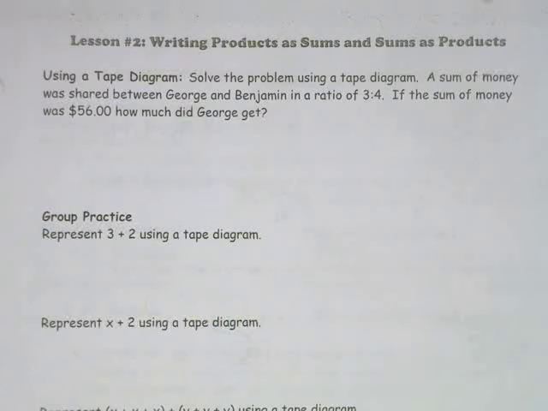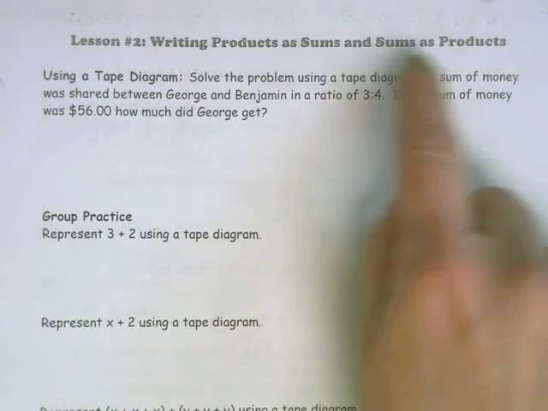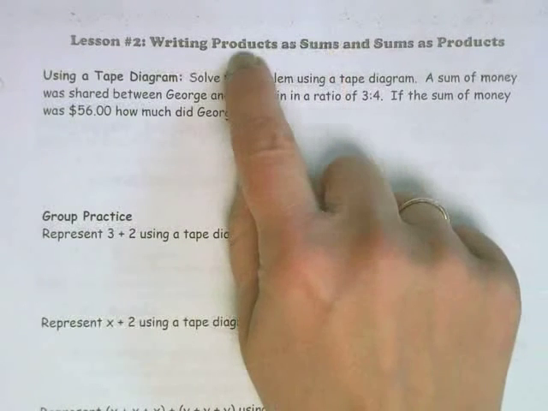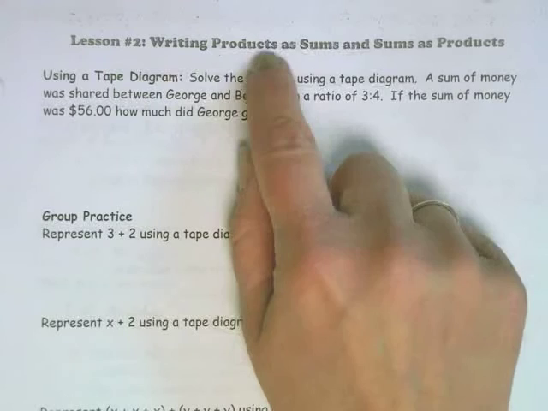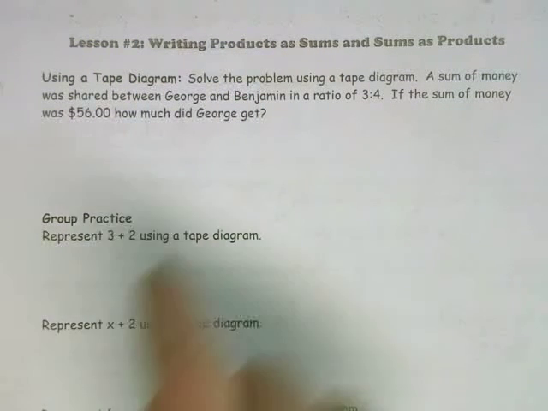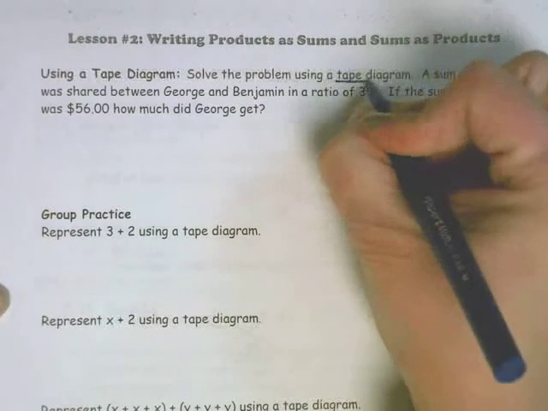Okay, so in this lesson, it's called Lesson 2, Writing Products as Sums and Sums as Products. So sums are addition, products are multiplication. So we're going to be going back and forth between some addition and multiplication again. And the big deal for this lesson is we're going to find out what a tape diagram is.